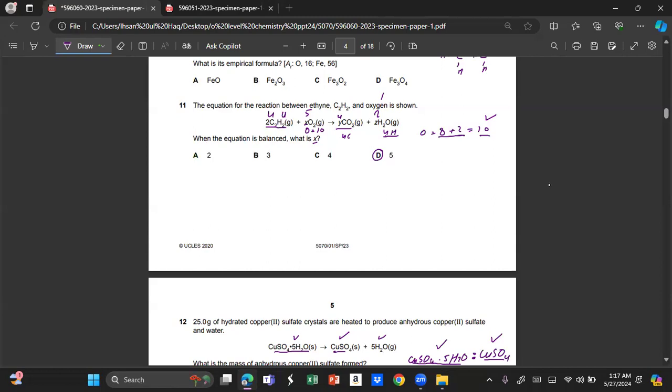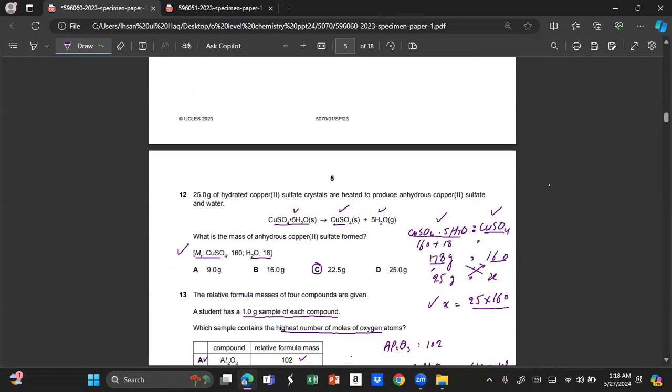On the left hand side of the equation, we will make it 10. So we will multiply O2 with 5, so we will have 10 oxygen atoms. So for X, we put 5. If you compare the number of atoms on both sides, you will see all the atoms are equal and the equation is balanced. So option D is correct. X is 5. We'll move to question number 12.